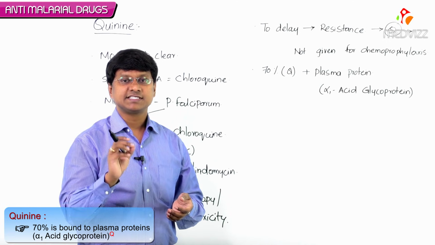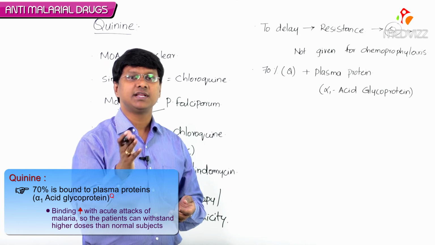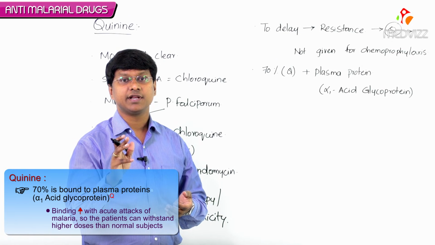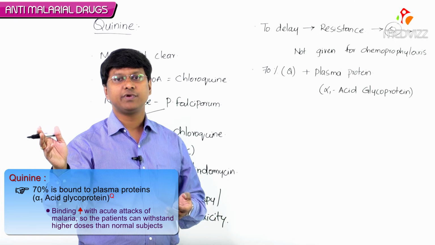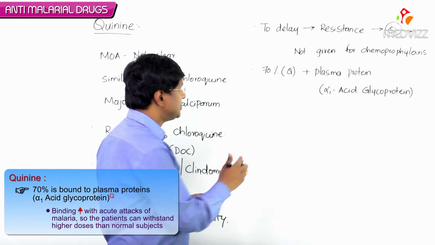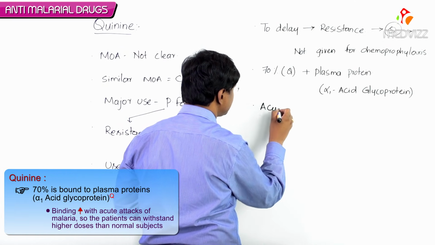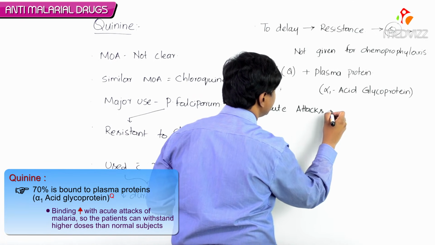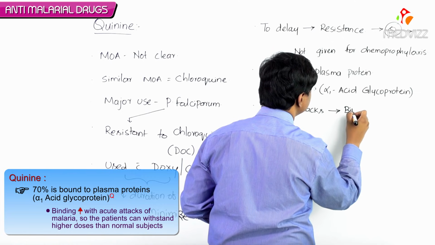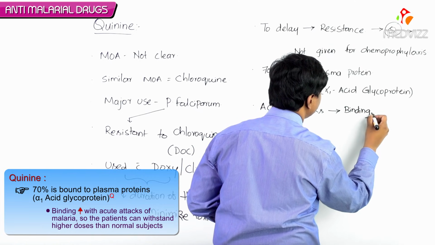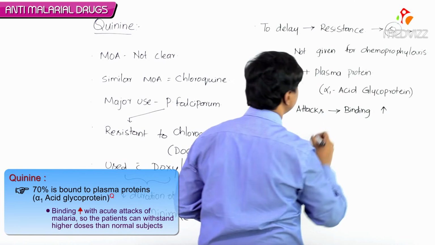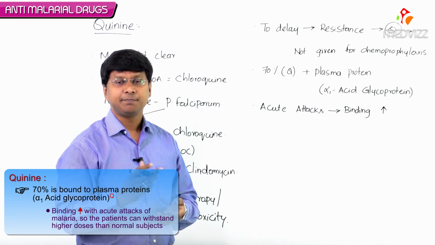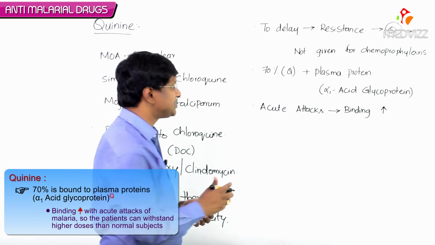Normally 70% of quinine is bound to alpha 1 acid glycoprotein. But remember, such binding increases in acute attacks of malaria, so that patients of malaria can tolerate much higher doses of quinine than other subjects. So the point to remember is that during acute attacks, the binding of quinine with plasma protein increases, so that patients of malaria can tolerate much higher doses.